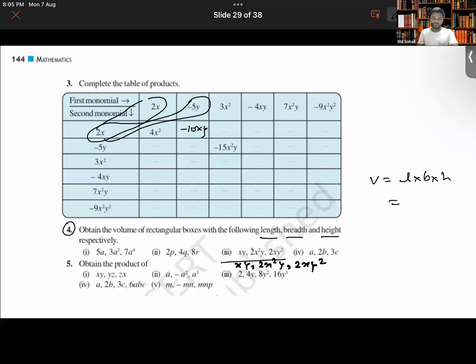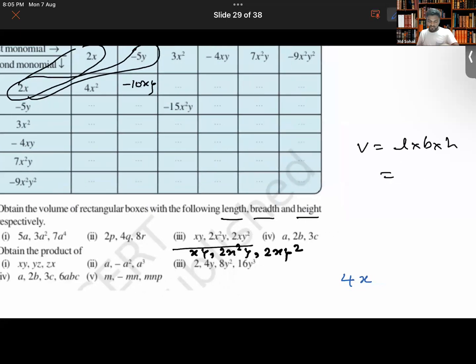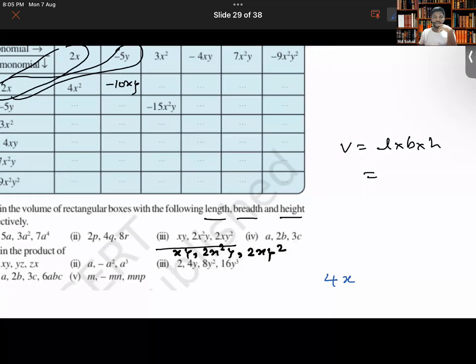The third one is the 4x. The question is not visible properly. Is it visible now? Yes, sir. 4x cube y raised to the power 4. Good. Okay, Arhan, did you get the same answer? Yes, sir. Okay. Good, guys.